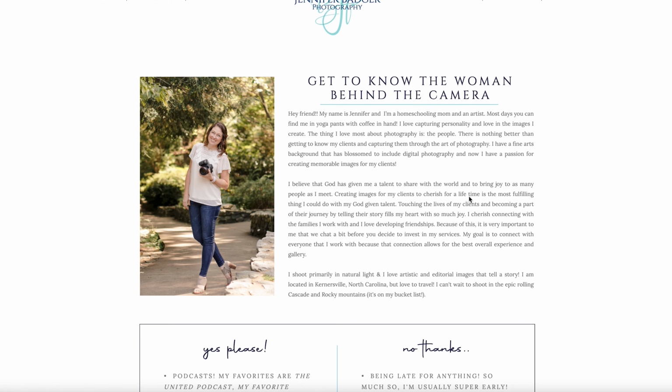People need to see who they're investing in, right? I've said this so many times, and I will continue to say it until I retire. I wish photographers realized that they are the selling point, not their images. Their images are great, but so are thousands and thousands of other images from other photographers.